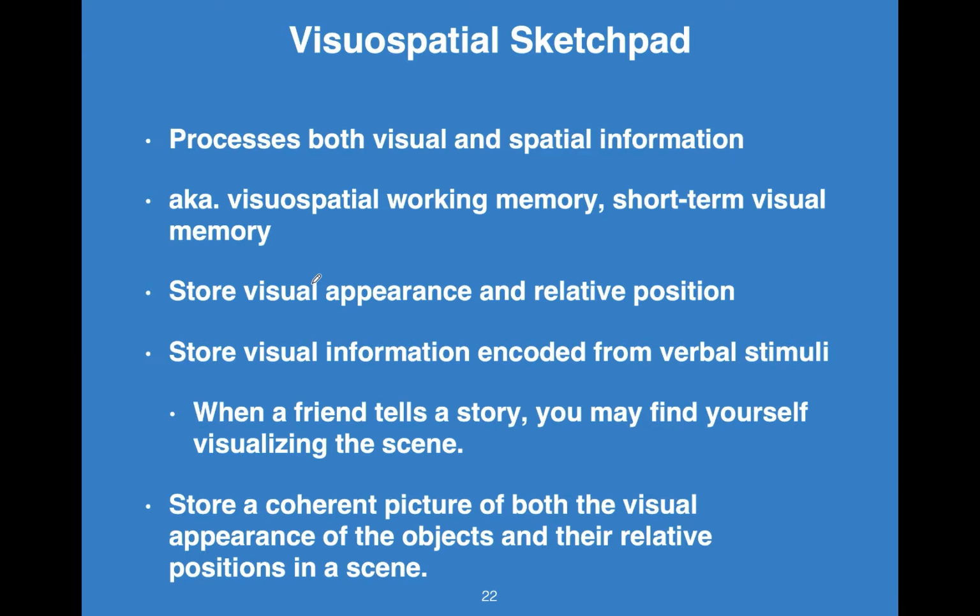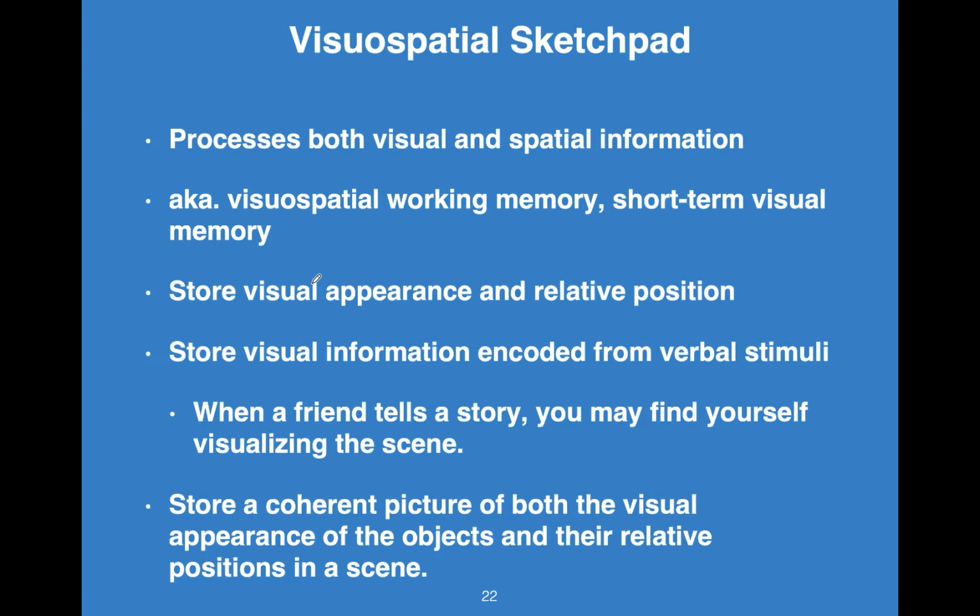The Visuospatial Sketchpad processes both visual and spatial information. It is called Visuospatial Working Memory or short-term visual memory. It stores visual appearance and relative position. It also stores visual information encoded from verbal stimuli. For example, when your friend tells a story, you may find yourself visualizing the scene.